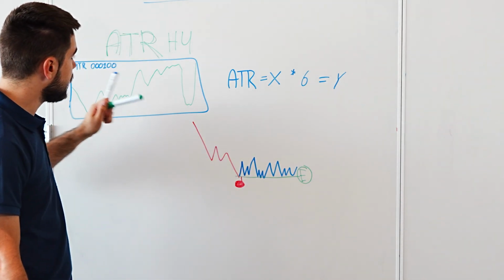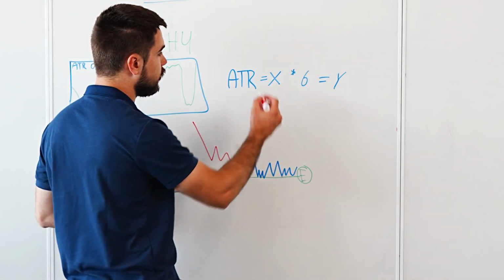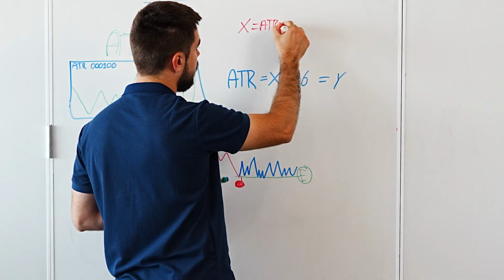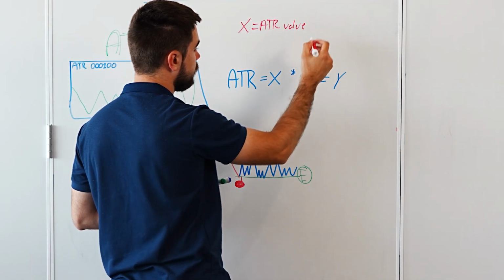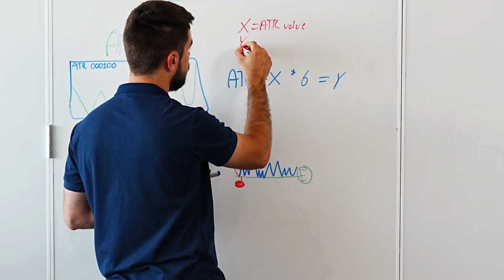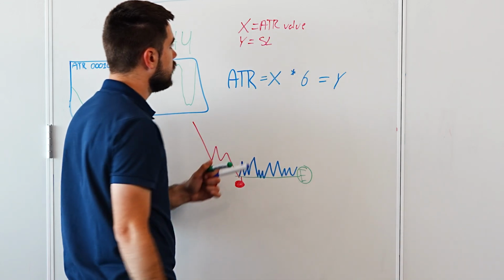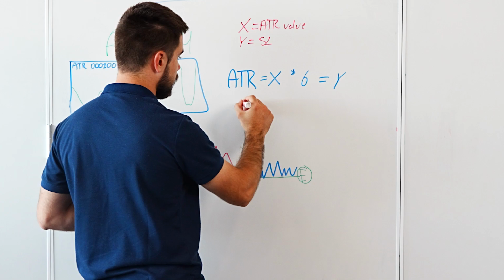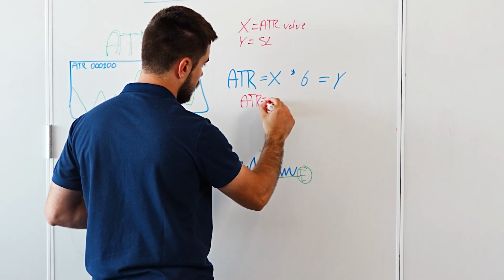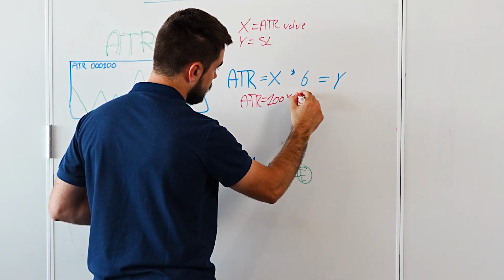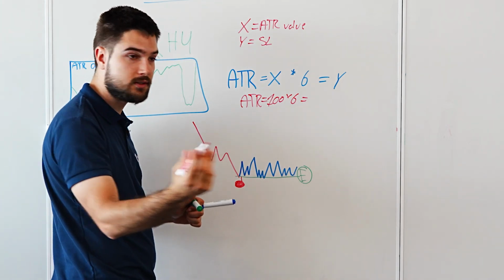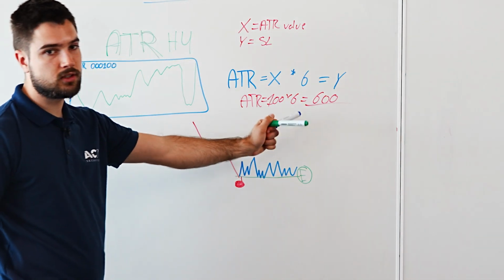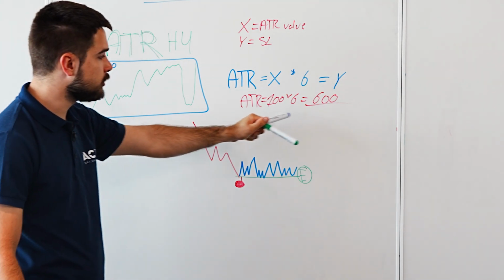Well, we take the ATR value, so X goes for the ATR value, and then Y is the stop loss, okay? So basically we take the ATR value, in this case 100, so ATR equals 100 times 6 equals 600, all right? So that's our stop loss, 600 points.